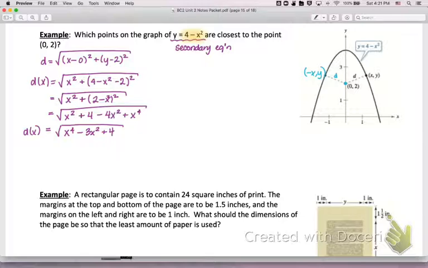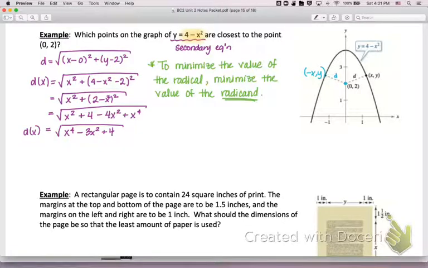If I want to minimize the value of that radical, all we need to do is minimize the value of the radicand. The smaller the number under the square root is, the smaller the value of the square root is going to be. Square root of 2 is going to be less than the square root of 5. So we don't even need to take the radical into account, which makes our derivative much, much easier.